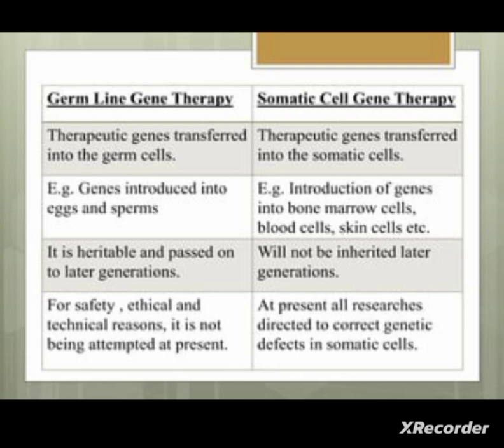Next is somatic cell gene therapy. Here, therapeutic genes are transferred into somatic cells. Introduction of genes into the bone marrow, blood cells, skin cells, etc. are examples of somatic gene therapy. It will not be inherited by later generations. At present, we commonly use somatic cell gene therapy.